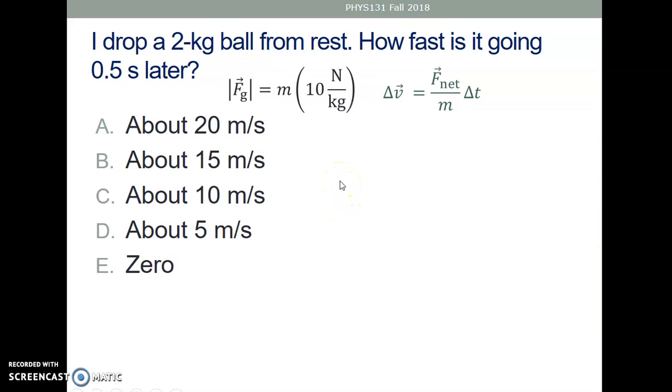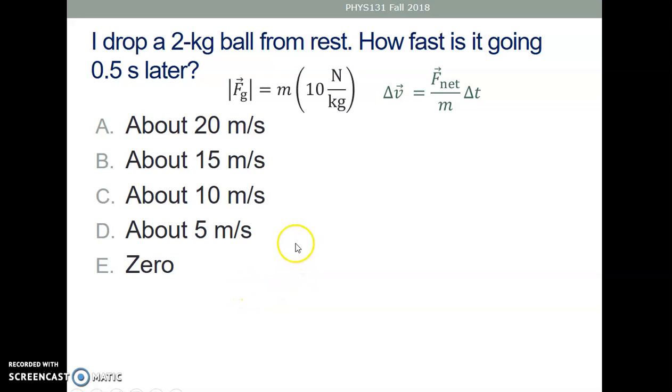I drop a 2-kilogram ball from rest. How fast is it going 0.5 seconds later, half a second later? All right, it starts out at 0, in other words, and half a second later, how fast is it going? A, about 20 meters per second, B, about 15 meters per second, C, about 10 meters per second, D, about 5 meters per second, or E, 0. Okay, pause your video and try to answer this question. Take your time.